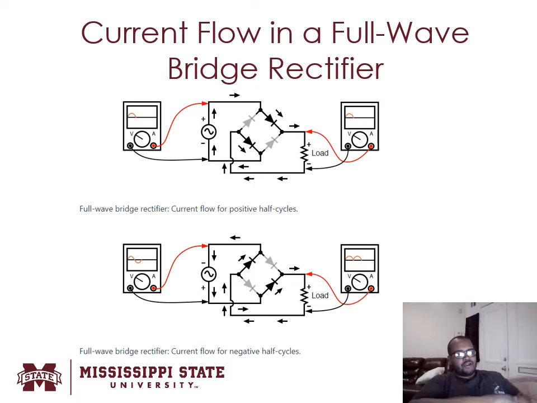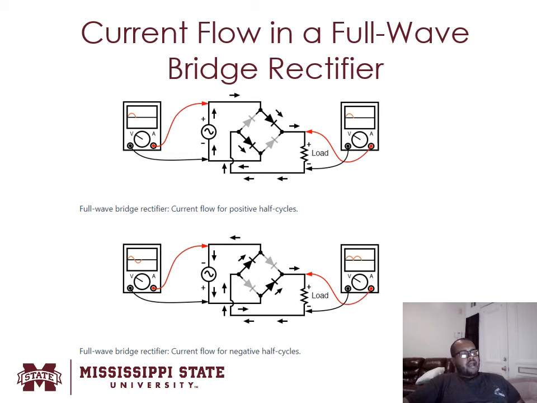So let's talk about the current flow in a full wave bridge rectifier. Basically, what you see here, 2 of the diodes I can use, and I can take advantage of the positive half cycles. On the bottom, I'm taking advantage of the other two. Well, let's start with the top.